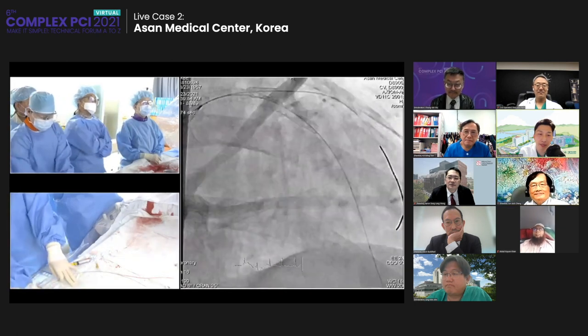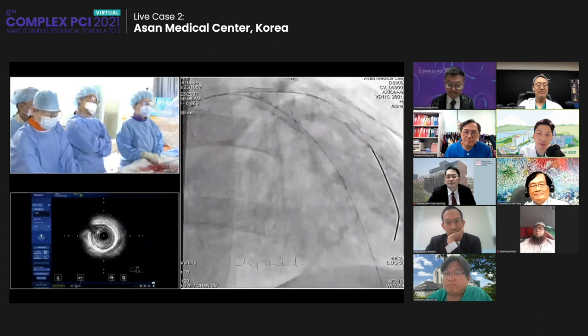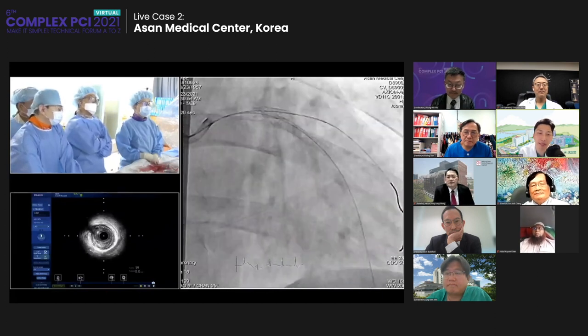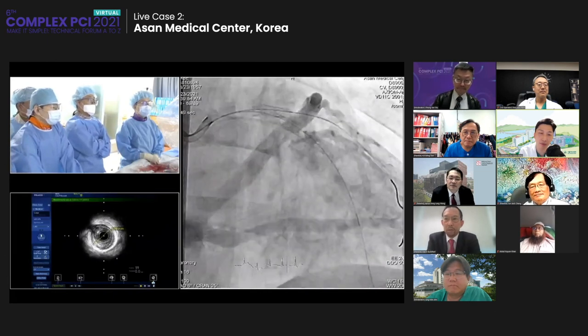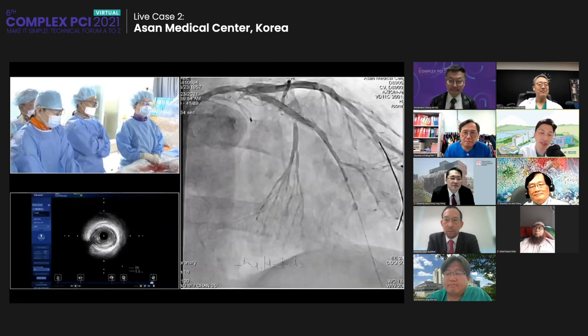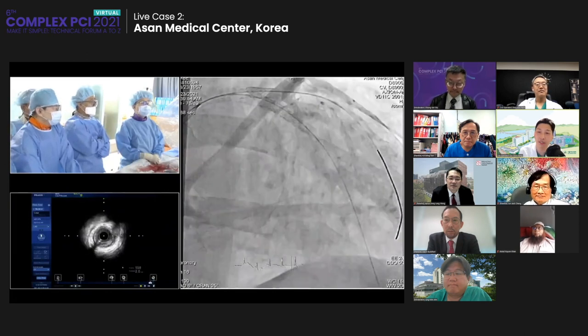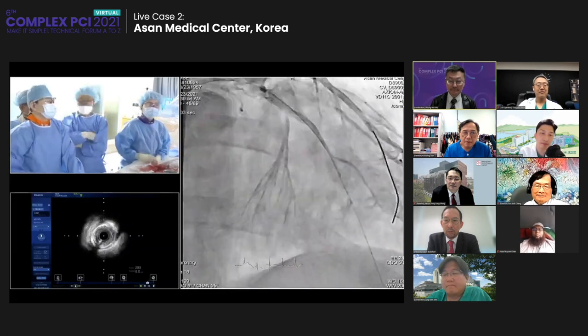We included the possibility of dissection and administered nitro, and there's still a very spastic vessel with small caliber, and at the distal end it looks like there is some very tight occlusion, from the ICA in the slide.